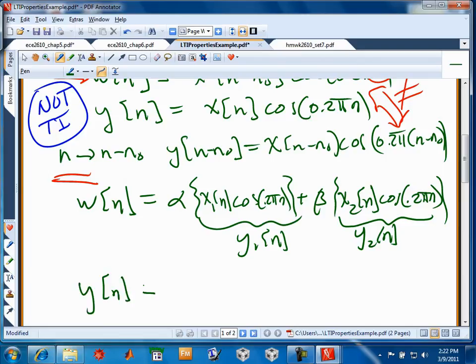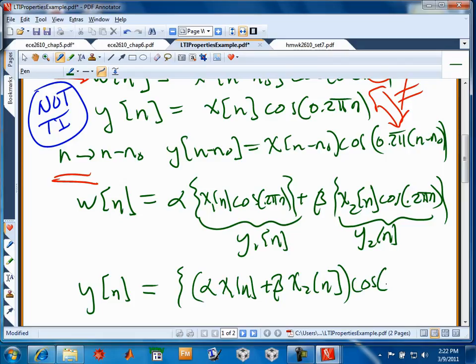The second half to get the proof is to apply the composite. So the composite is basically where we plug in alpha times x1 of n plus beta times x2 of n as the input. So that goes in all at once, and then it picks up the time-varying gain of the cosine of 0.2 pi n.